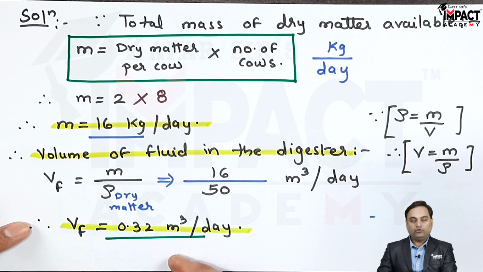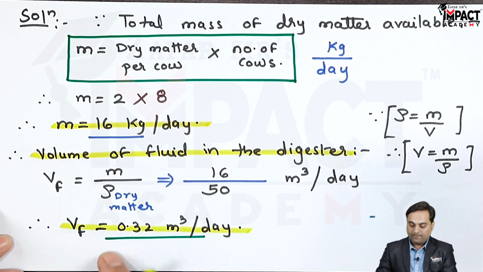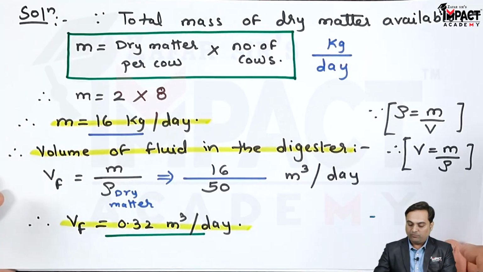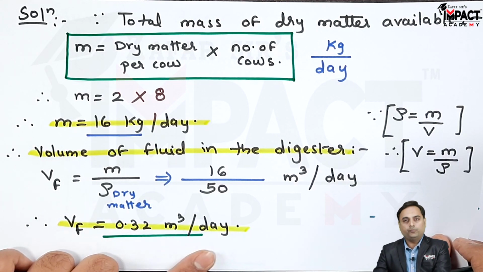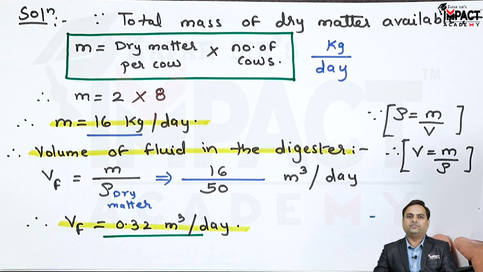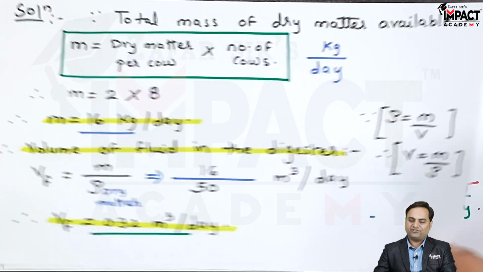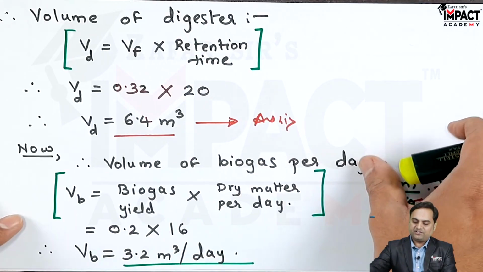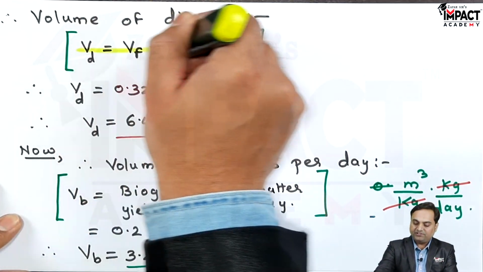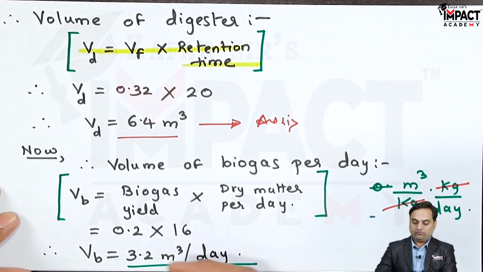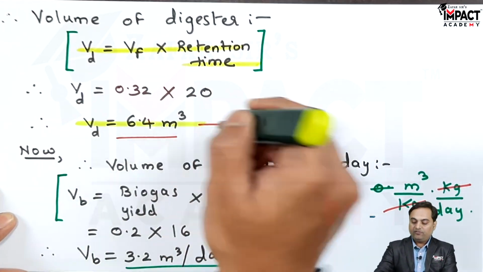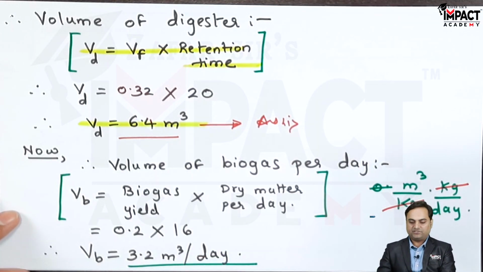So this much volume would be occupied by this dry matter in the digester, also called the volume of fluid. Since this is in terms of meter cube per day, we directly multiply it with the retention days or retention time, which gives us the volume of the digester. So the volume of the digester is Vf into the retention period, 0.32 into 20. The volume of digester comes out to be 6.4 meter cube. So that's the first answer.